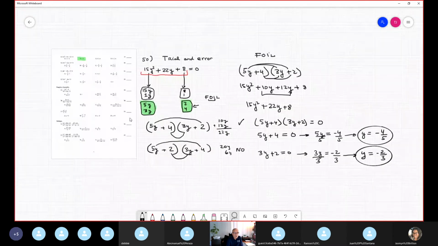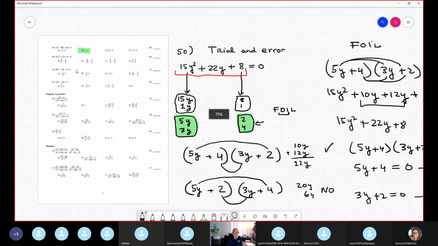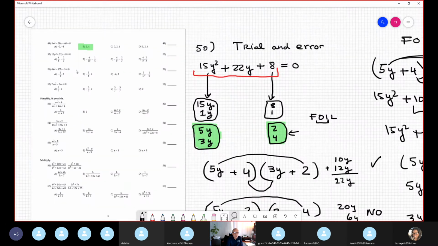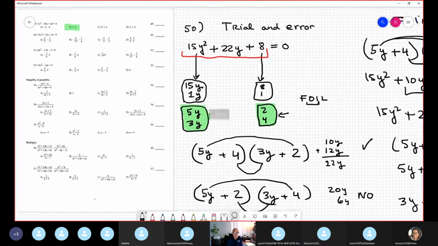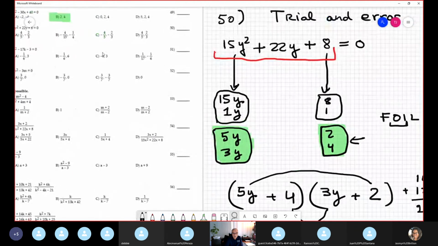What options do we have? In problem 50, it was negative 4/5 and negative 2/3. It's obvious that it is option C. Any question?